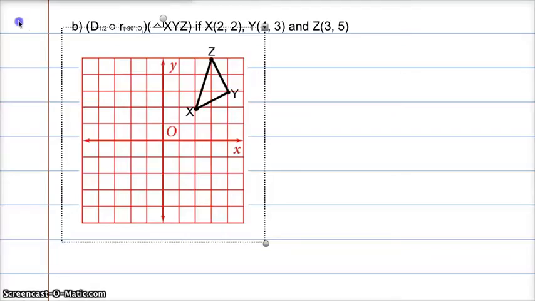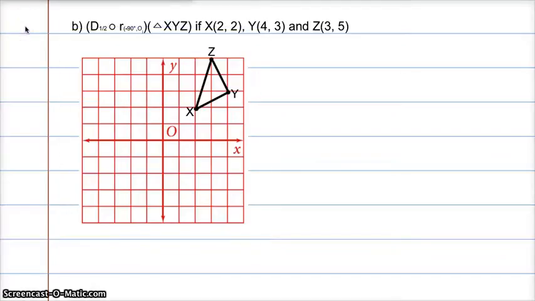This is the second video, sorry the first one was so short, for Lesson 6, Unit 3, Composition of Transformations. Here this problem is asking you to take triangle XYZ and to first rotate it and then second dilate.